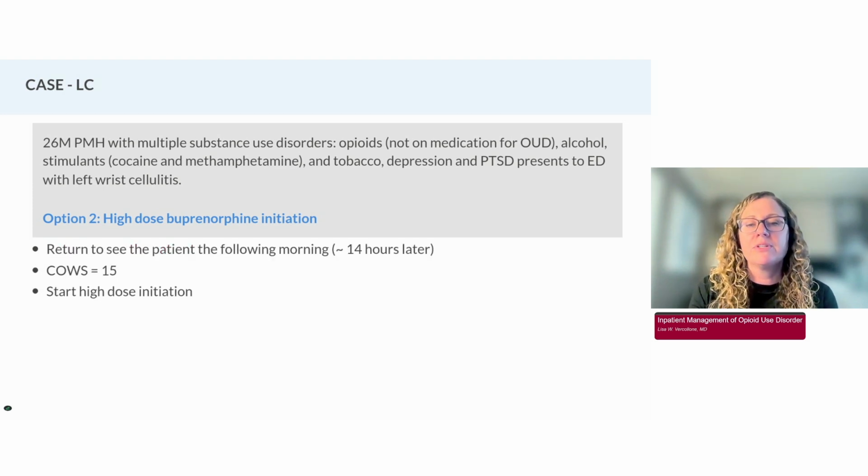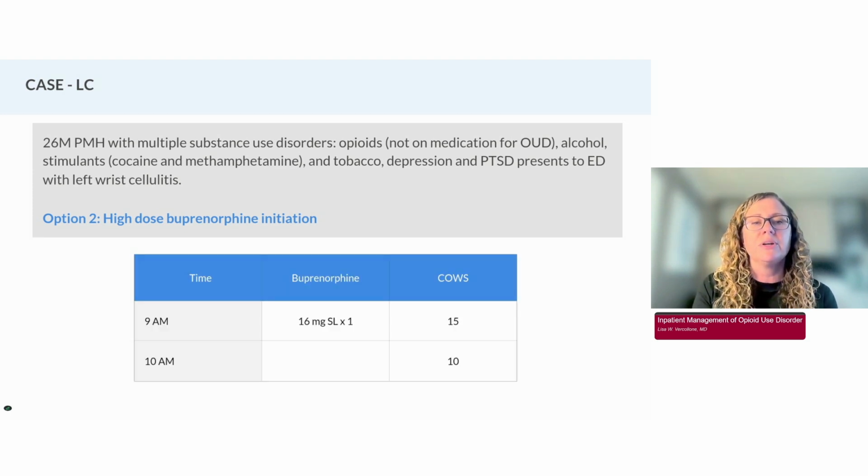And so we come back 14 hours later, our COWS is 15. So now we are ready to start our high-dose initiation. And this is how that would look. Let's say it came back in the morning, we ordered a dose of sublingual buprenorphine at 16 milligrams. At that time, the patient's COWS is 15. We come back an hour later, and the patient is actually looking a little bit better. And so the next step would be to repeat that 16 milligrams again.